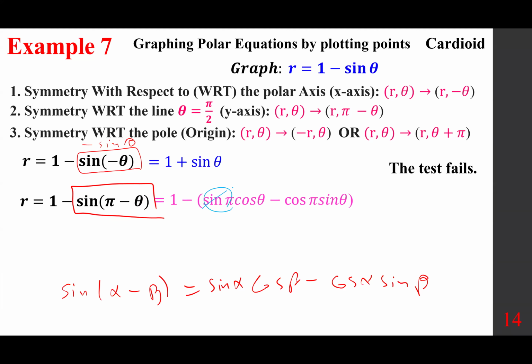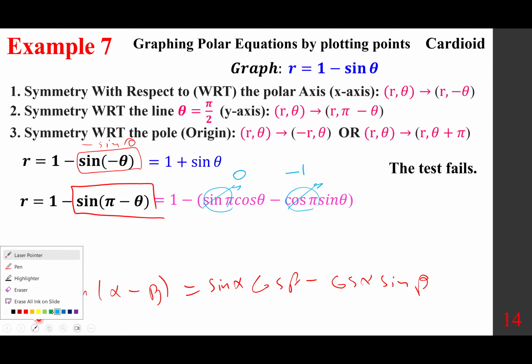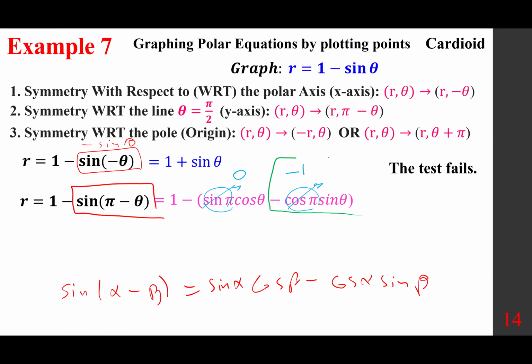What is sine of pi? 0. What is cosine of pi? Negative 1. So in essence, this goes away, 0. Minus minus becomes plus sine theta. So right here, we get plus sine theta. Minus in front of it makes it negative. So r equals 1 minus sine theta.